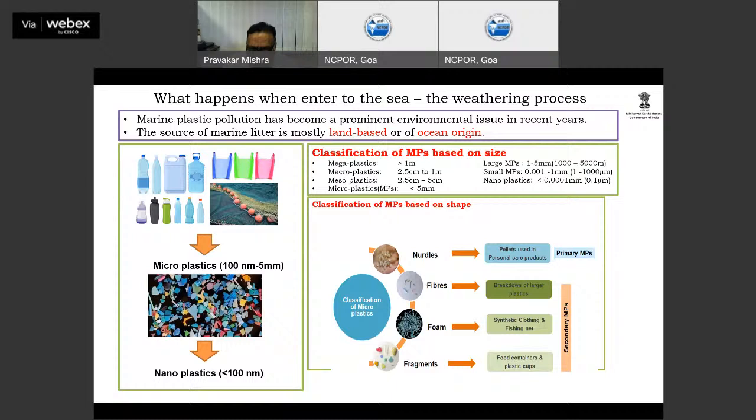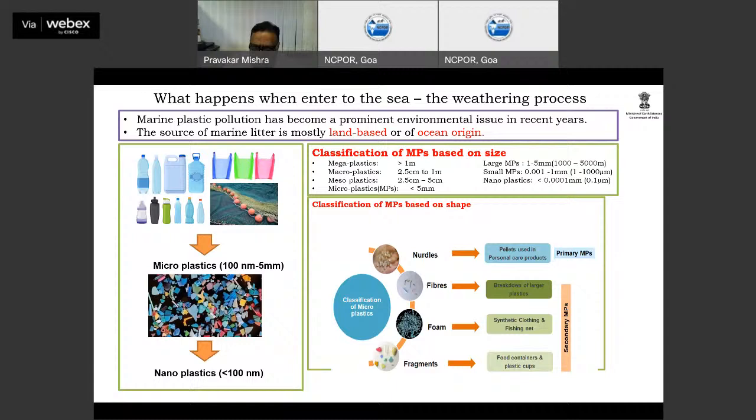The size of 1 to 5 millimeter, we can say is micro large plastics, and below 1 millimeter we can say small MPs or smaller microplastics, that is nanoplastic. The biggest problem is these microplastics, that means plastic particles less than 5 millimeter. And we can classify microplastics into two types: one is the primary plastic, another is the secondary plastic.